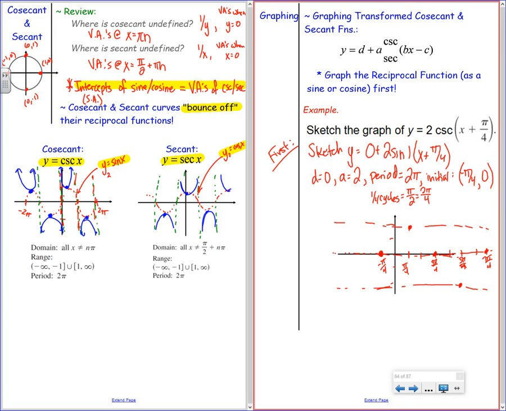Okay, here's my sine curve. Wait, why am I making it dotted again? Because it's not the actual graph. It's not the cosecant, right, but I'm going to use it. Get that sine curve.